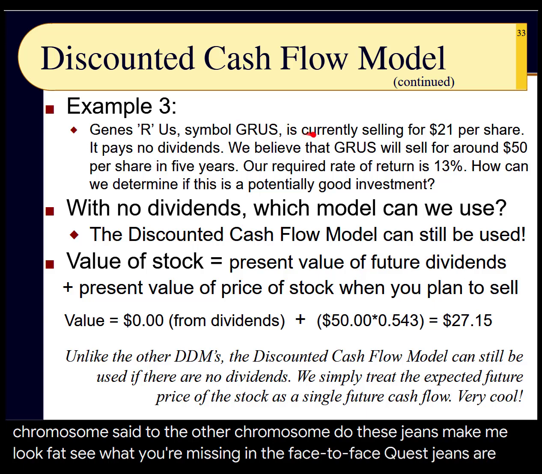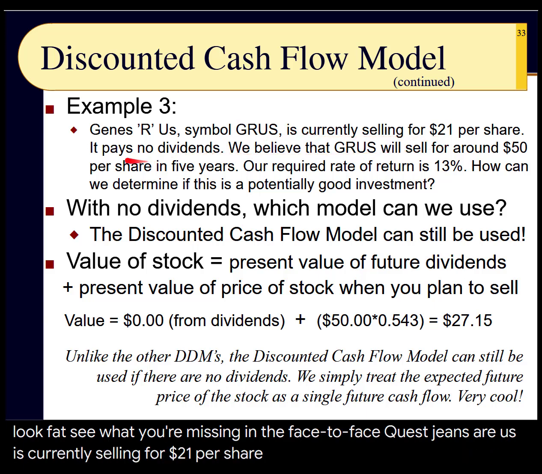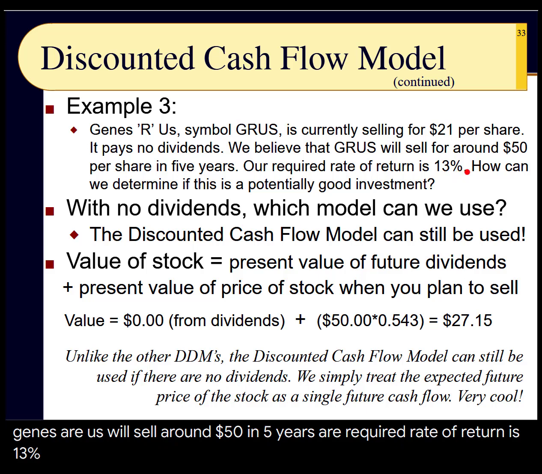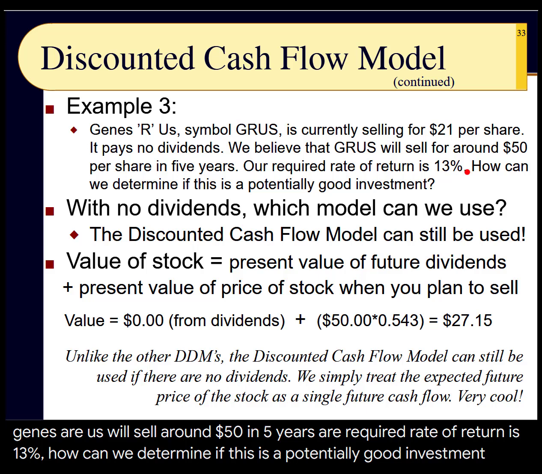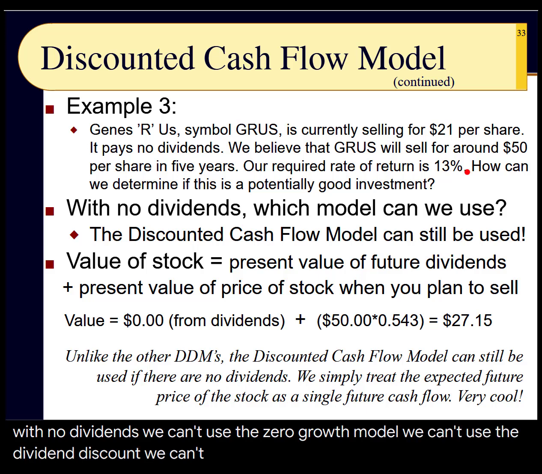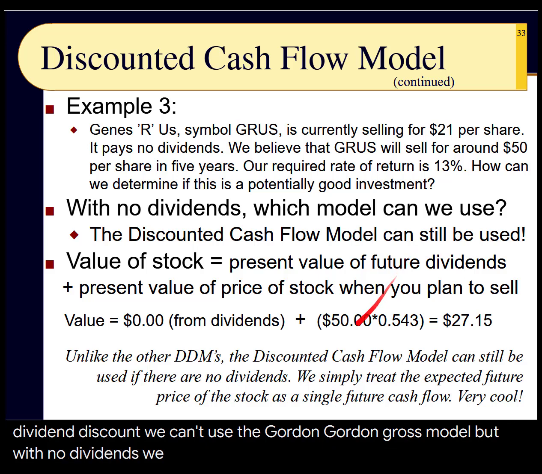Jeans or Us is currently selling for $21 per share. It pays no dividends. We believe that Jeans or Us will sell around $50 in 5 years. Our required rate of return is 13%. How can we determine if this is a potentially good investment? Well, with no dividends, we can't use the zero growth model. We can't use the dividend discount model. We can't use the Gordon growth model. But with no dividends, we can still use the discounted cash flow model.